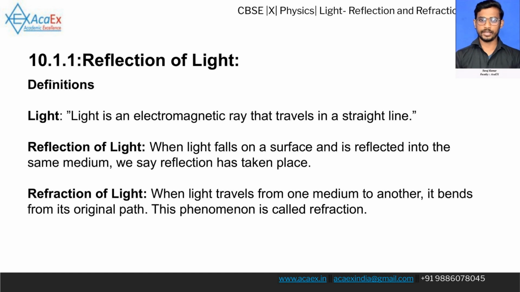Reflection of light. Let's begin with a few important definitions. Light: light is an electromagnetic ray that travels in a straight line. Reflection: when light falls on a surface and is reflected back into the same medium. Refraction: when light travels from one medium to another and bends from its original path.